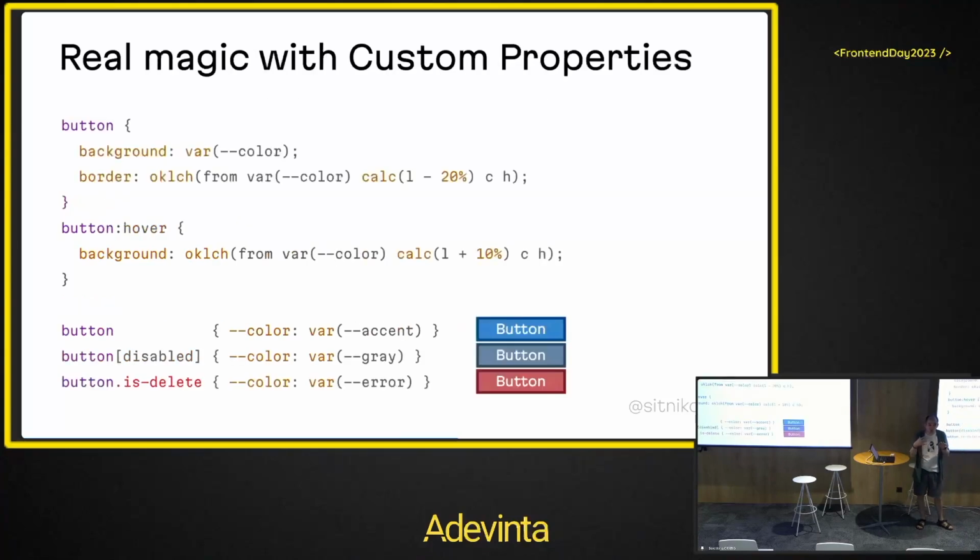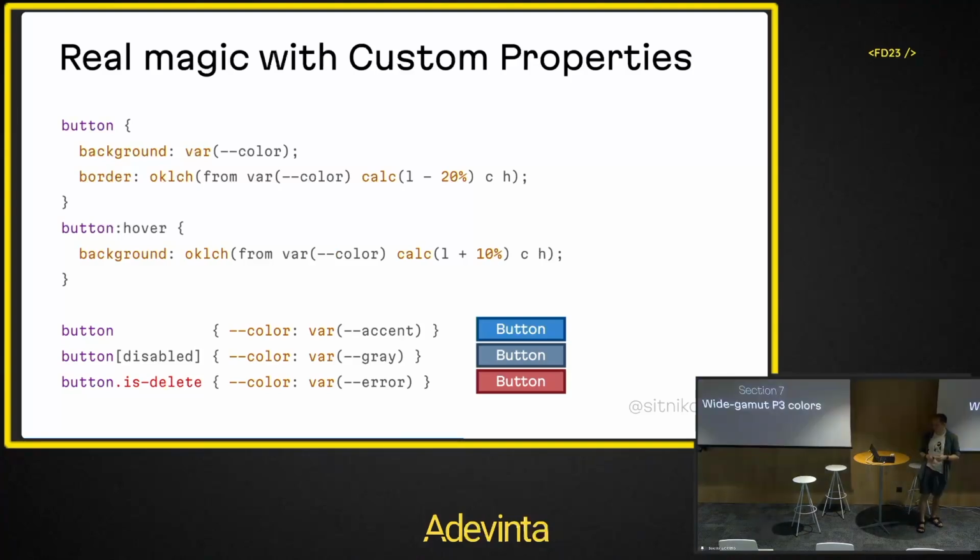And we can even do some sort of mixing, some sort of automatic system. Here we define that there is a color of the button, some color, and on the hover, we will increase the lightness by 10%, and the border will be 20% darker. And then we can just define 3 different buttons with 3 different colors, and they will automatically inject into this formula, and we will have a design system not only inside our Figma, but also inside our CSS files.